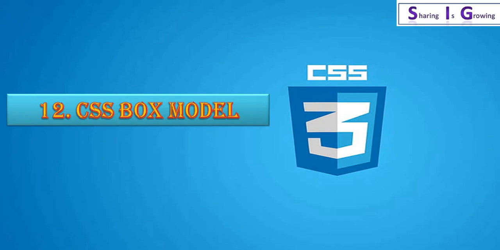Hello everyone, in this video we are going to learn about the box model in CSS. The CSS box model is a box that wraps around every HTML element. It consists of margins, borders, padding and the actual content.